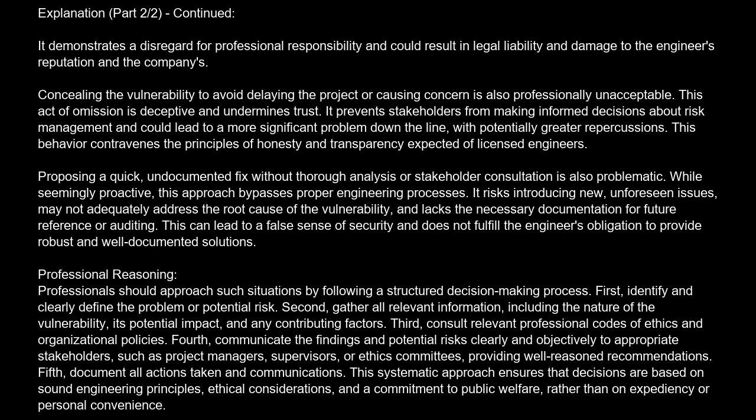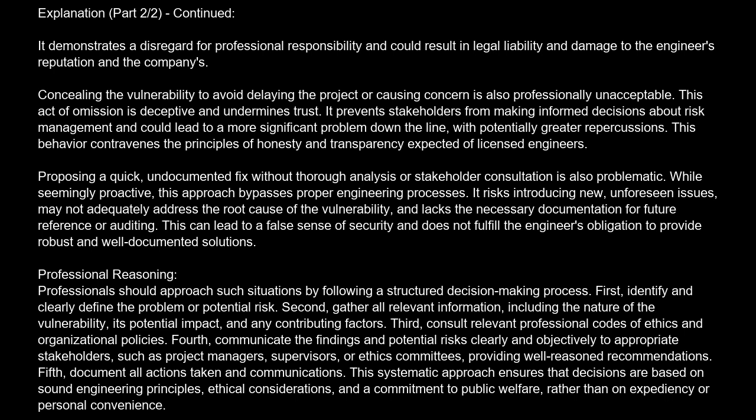well-documented solutions. Professional reasoning. Professionals should approach such situations by following a structured decision-making process. First, identify and clearly define the problem or potential risk. Second, gather all relevant information, including the nature of the vulnerability, its potential impact, and any contributing factors. Third, consult relevant professional codes of ethics and organizational policies.